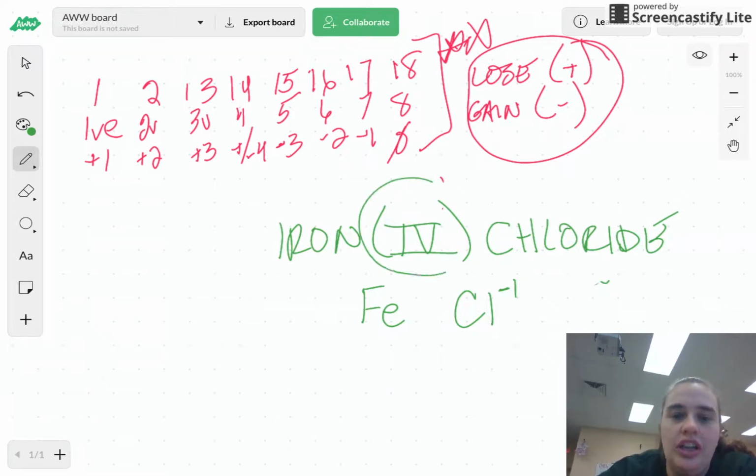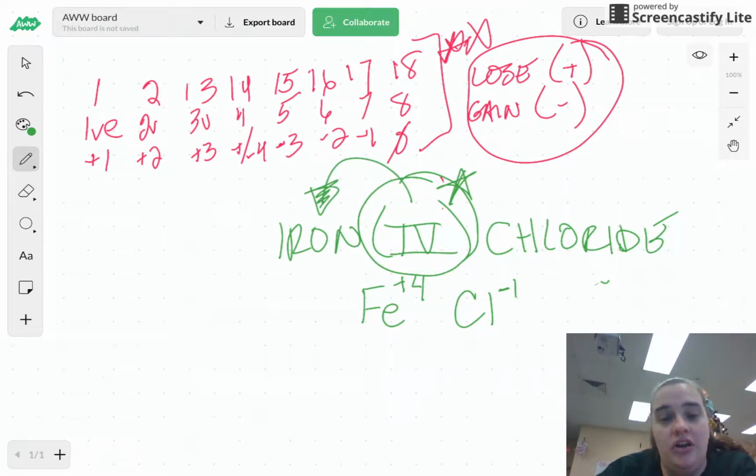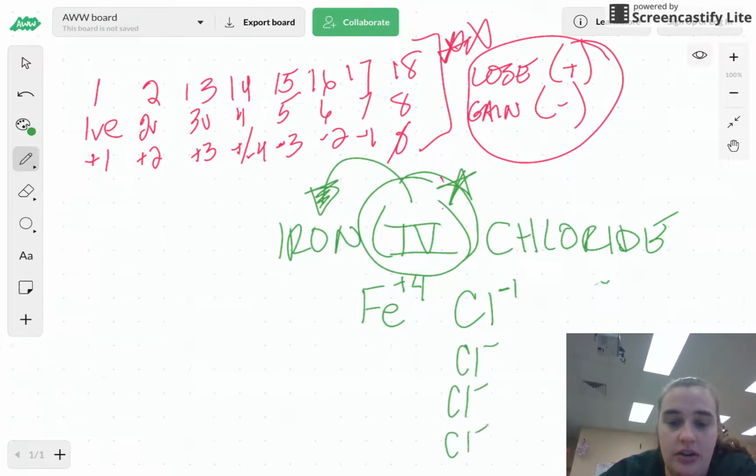However, looking at this right here, my Roman numeral, you've never seen that before. That Roman numeral is actually telling you the charge of that metal. So that 4 is the charge for iron. So it's a +4. So now looking here, I need 4 of those to get me a +4 and -4. So we got FeCl4.